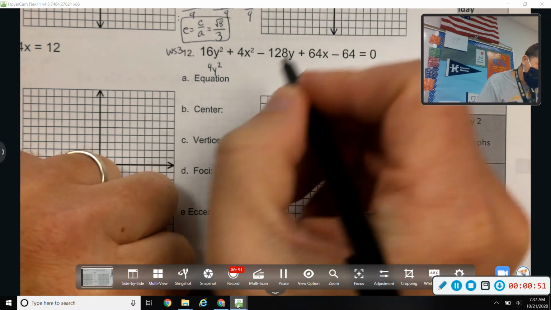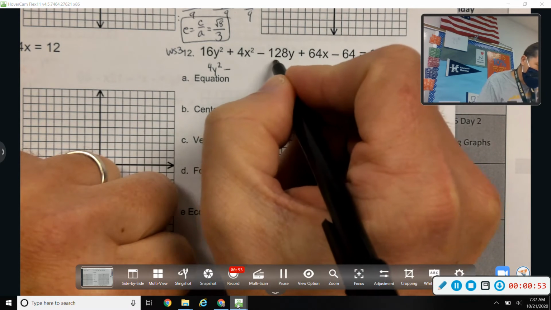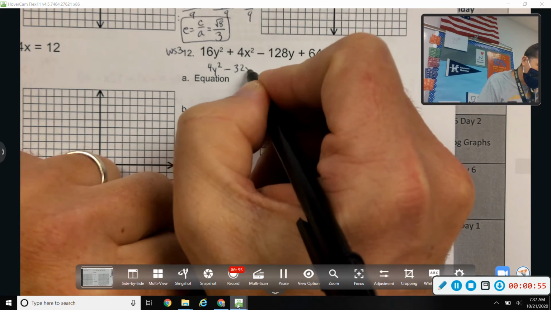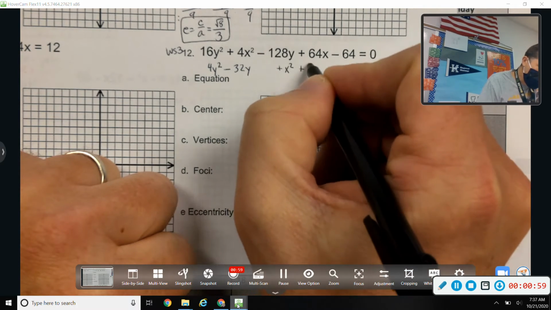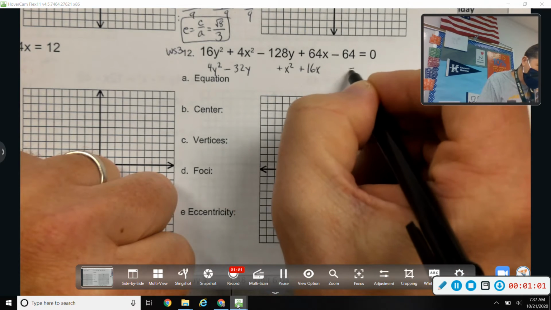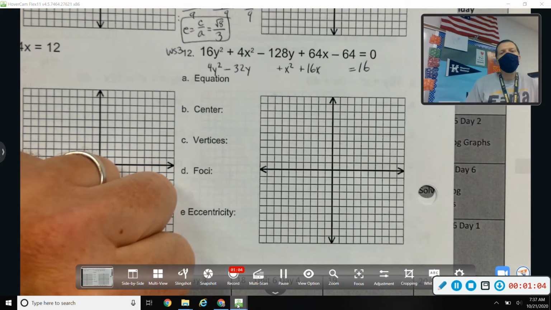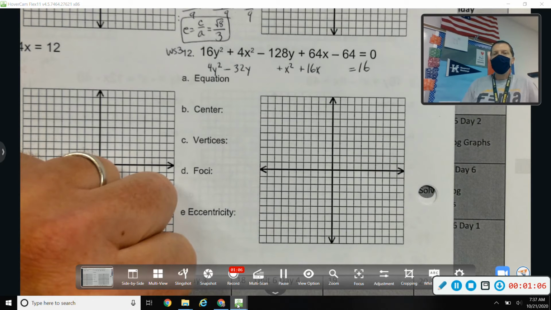So let's see if I can divide by 4 and rearrange things all at once. So 4y squared minus 32y plus x squared plus 16x equals 16. I think I did that right. Divide by 4 and rearrange all in one step.